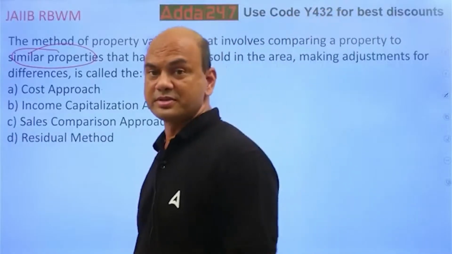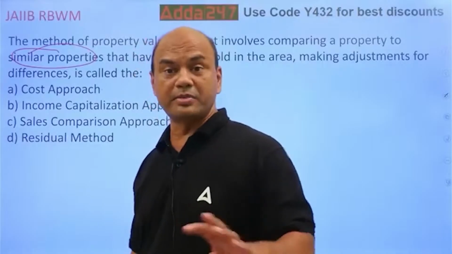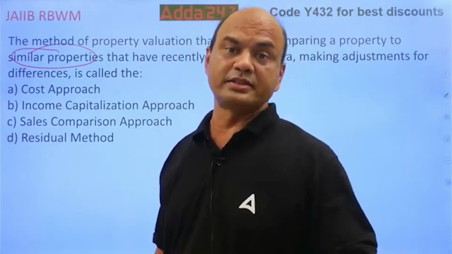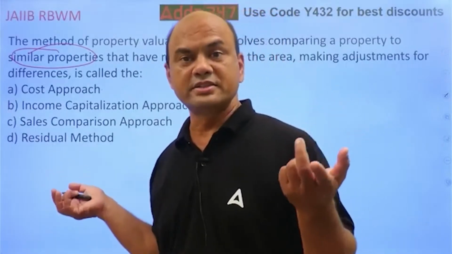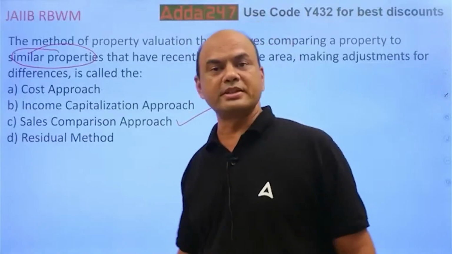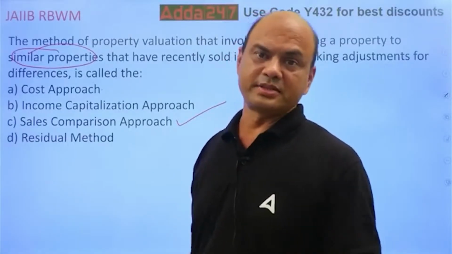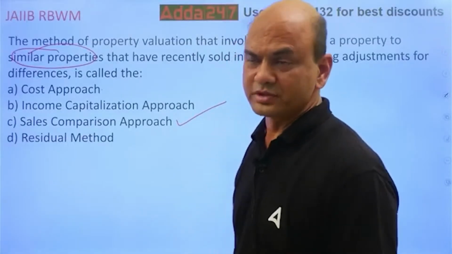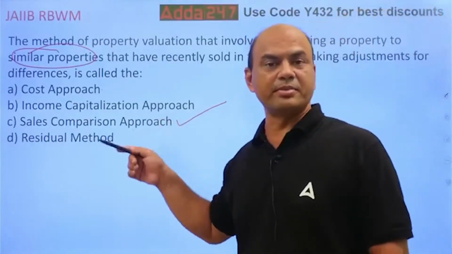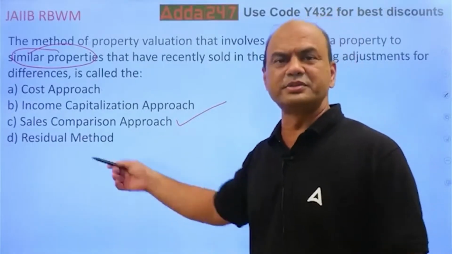Which is this approach? Which is used, similar properties, comparing. My neighboring flat was sold for 80 lakhs. So I'll also sell it for 80 lakhs. Simple. That is sales comparison approach. In this, you always compare the properties. Okay? Got it? Sales comparison. Income capitalization is separate, cost approach is separate, residual is altogether separate. That is used in depreciation.